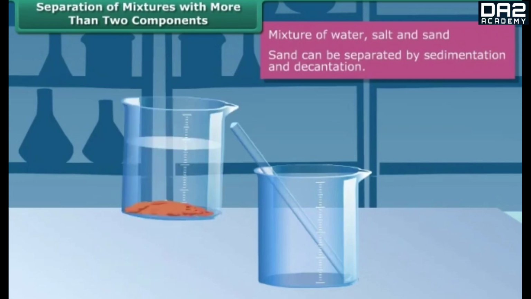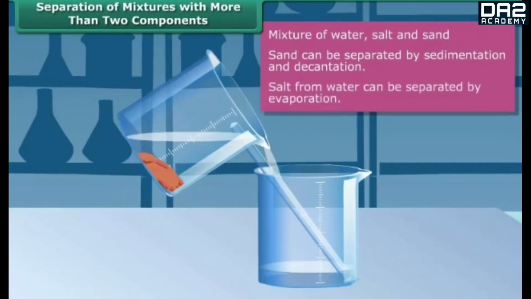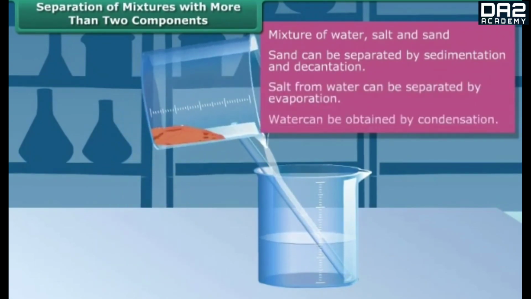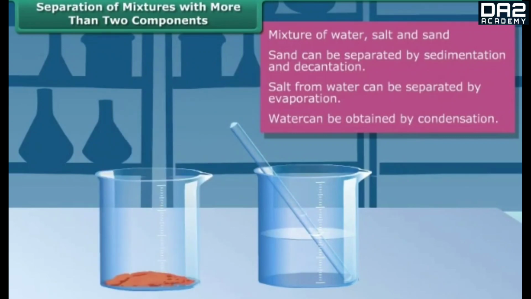Now, salt, being soluble, is completely dissolved in water. This is separated through evaporation and condensation. Let us look at what we mean by these two terms.